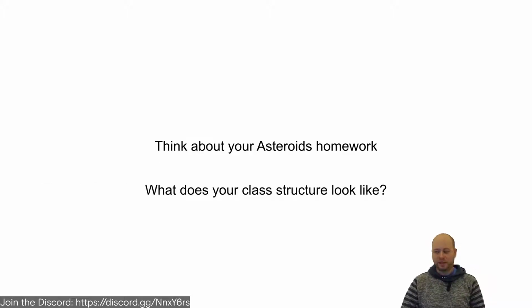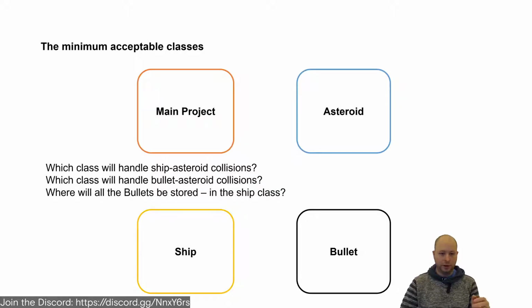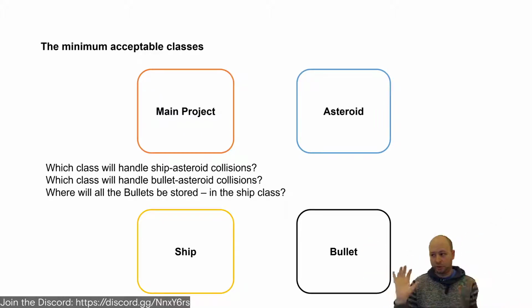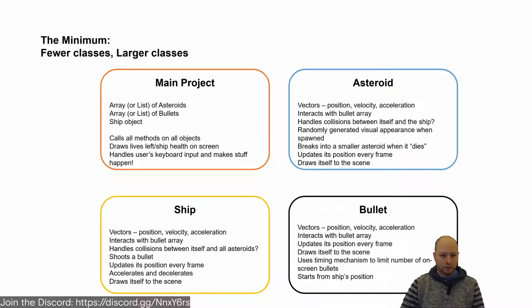So think about this asteroids game that you're making. What does the class structure look like? Let's just say this is the minimum acceptable number of things you would probably need. You need your main project, the asteroids floating around doing their thing, the ship with its orientation, and also bullets, because you're shooting bullets. Here's a little bit about what each one could contain.